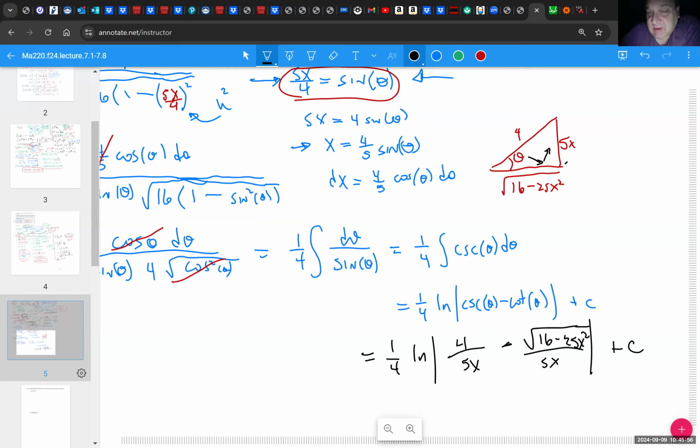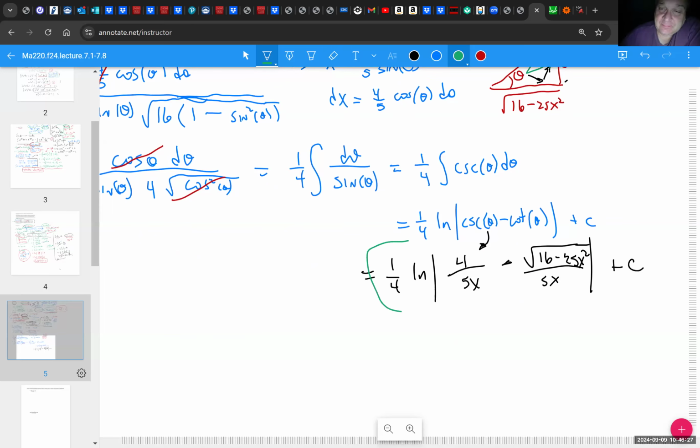Just to repeat, cosecant is the opposite of sine. Sine is opposite over hypotenuse, so we have to do the reverse of that. The cosecant is hypotenuse over opposite. So it's 4 over 5x. And for some reason, I wrote a sine there. I confused myself. Okay, well, mostly error-free, right? So that's the answer right there, using trigonometric substitution.